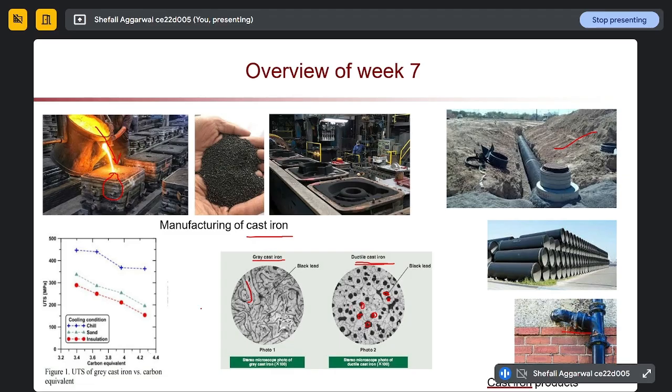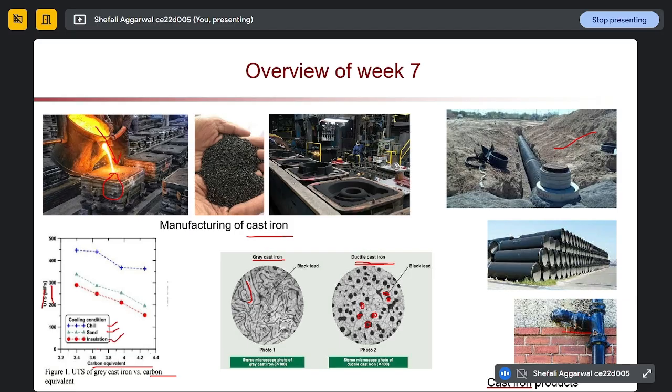Based on the carbon equivalent, you can see the different properties of the gray cast iron. So if we see UTS, from UTS we will get the strength. So this is the tensile strength of our cast iron as compared to the carbon content. If this is the cooling condition, how the molten iron is cooled down, then our tensile strength will vary according to the type of cooling we are using.